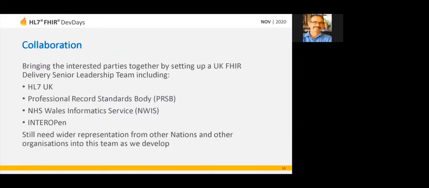Collaboration. We are bringing the interested parties together by setting up a UK FHIR delivery senior leadership team, including representation from the following organisations: HL7 UK, Professional Records Standards Body, the PRSB. This is a body that looks at doing headings for clinical information. The NHS Wales Informatics Service, which is the Welsh equivalent to NHS Digital, and we're also collaborating with Interopen, who represent the supplier community. We do still need wider representation from other nations and other organisations into this team as we go forward and develop the UK core.